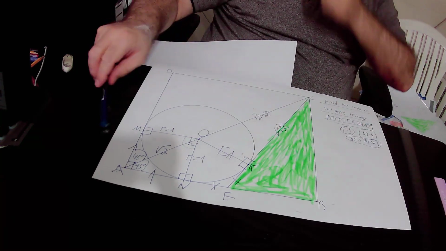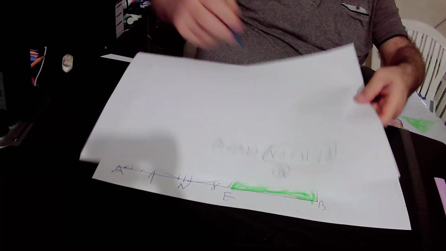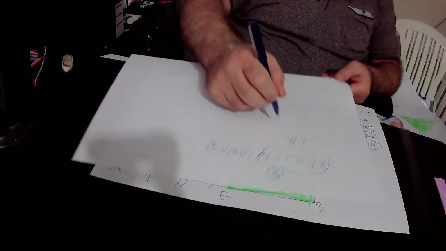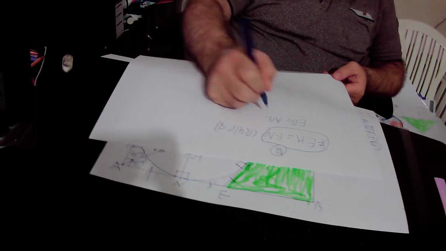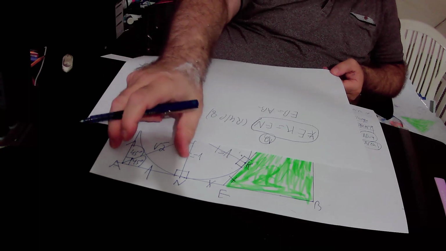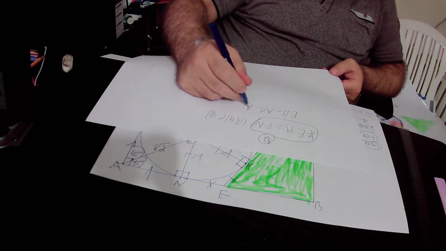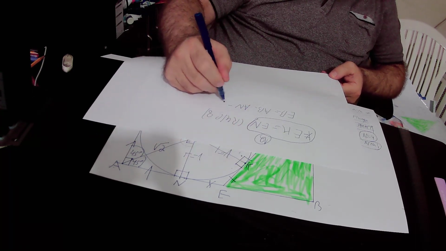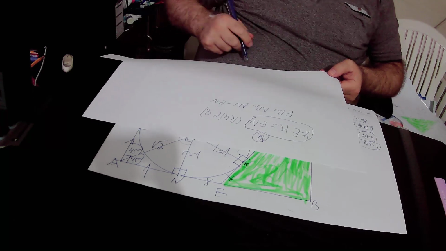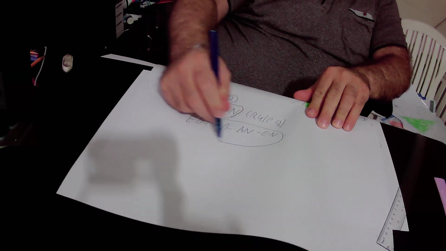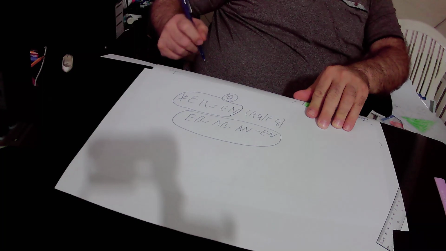So from the drawing you can see that EB equals AB, that is the side of the square ABCD, minus AN, this line segment, minus EN. Okay? EB equals AB minus AN minus EN.